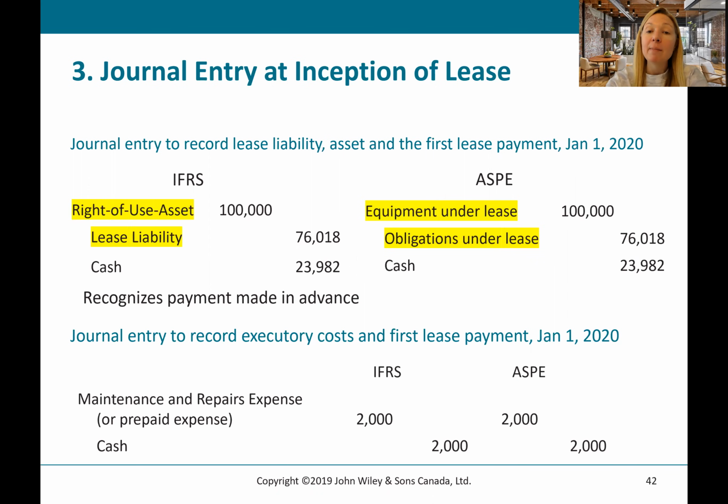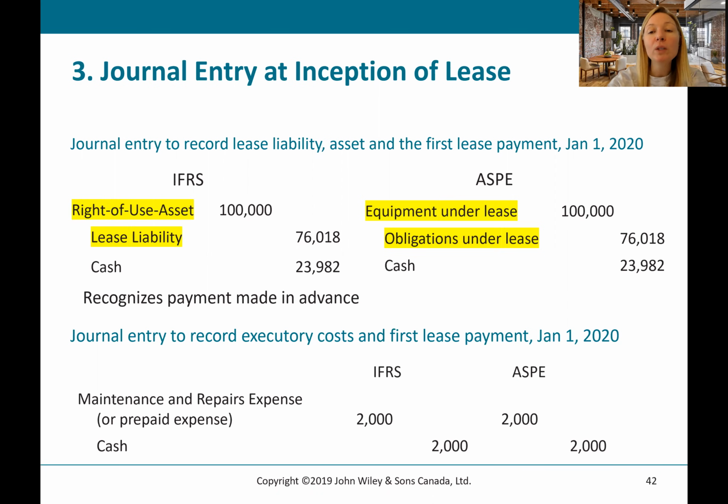The fact that that payment is part of our journal entry has already been incorporated into the present value because we know we're using the present value of an annuity due. So it knows the payments are due on the beginning of each period. Now under ASPE, we're putting the same things onto our balance sheet, asset and liability, but they're different accounts. So our asset is called equipment under lease. And the carrying value of our liability for lease payments is called obligations under lease.